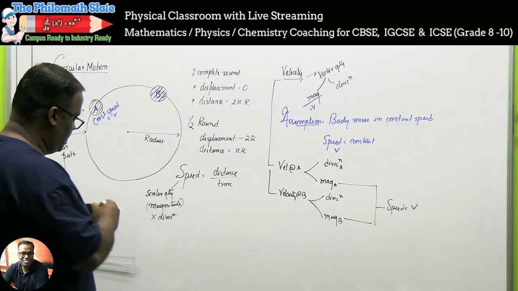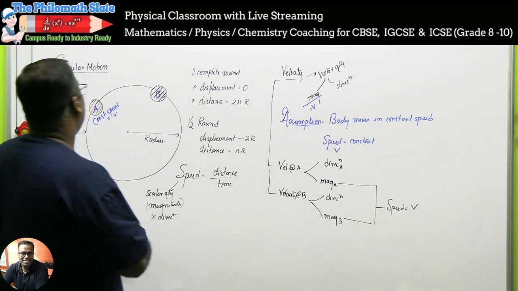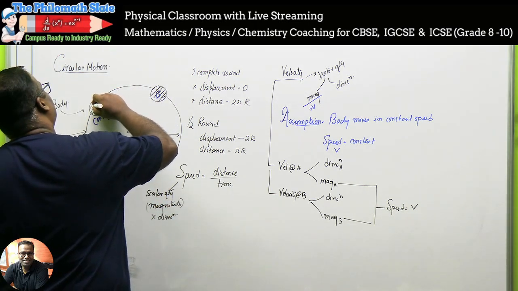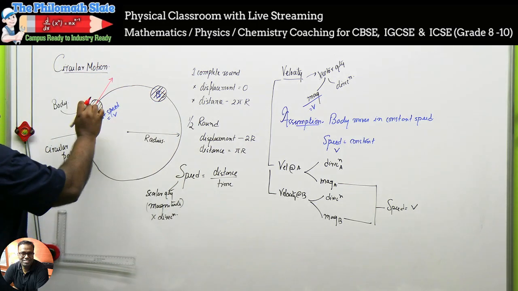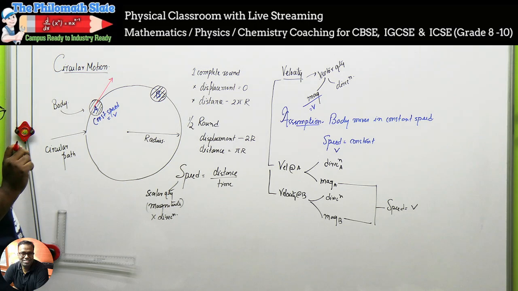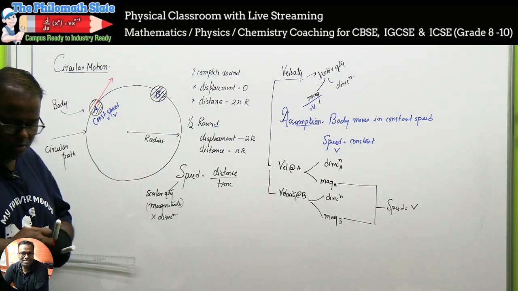The direction of velocity will always be along the tangent at the point of contact out here. You know what is a tangent? A tangent is a line. You know what is a tangent? No to no, don't worry. If you don't know, okay.